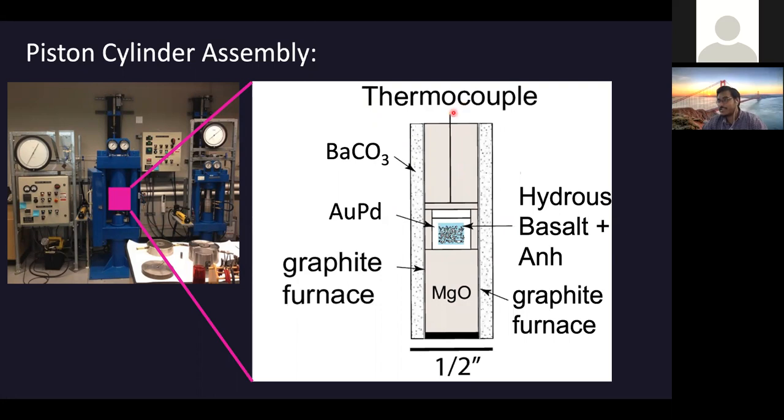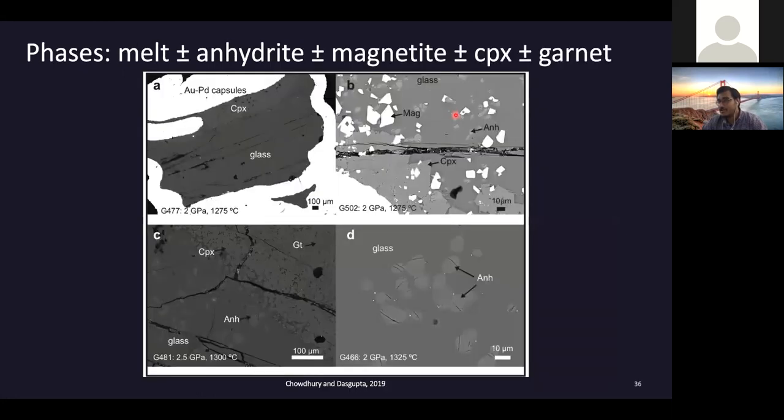Once these experiments are done, we cut open and polish them. After polishing, we see various different phases. Most of these experiments, like all of these experiments, have melt in them, which is the primary goal of our experiments, to measure the sulfur content in the melt. Whenever there is presence of anhydrite, like this, then this, and also here, these experiments will be viewed as SCAS experiments. Along with this, we also saw magnetite, clinopyroxene, and garnet.